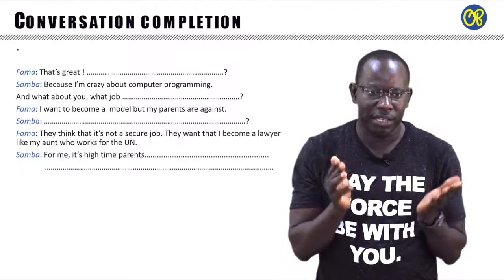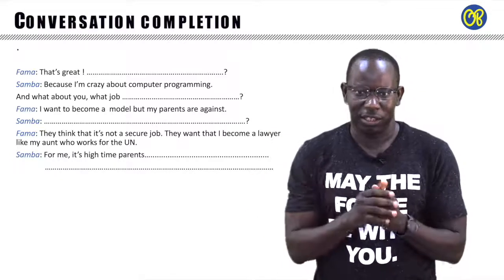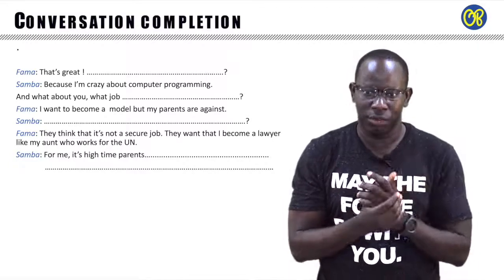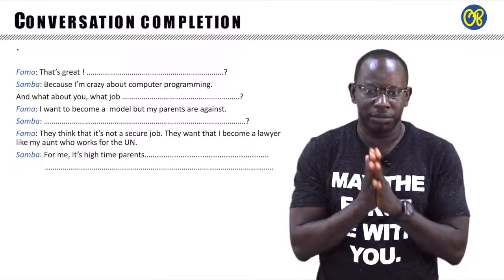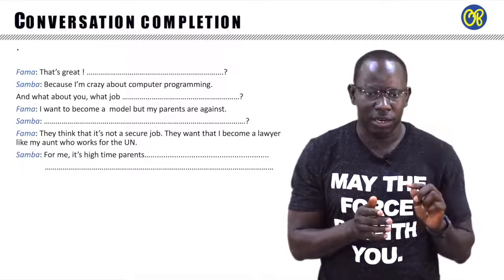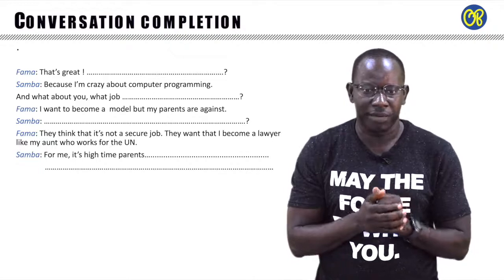So what would be Samba's question? Why are they against? Okay, and the answer is they think that it's not a secure job. They want that I become a lawyer like my aunt who works in the UN. And look at now Samba's sentence coming after. He says, for me, it's high time.